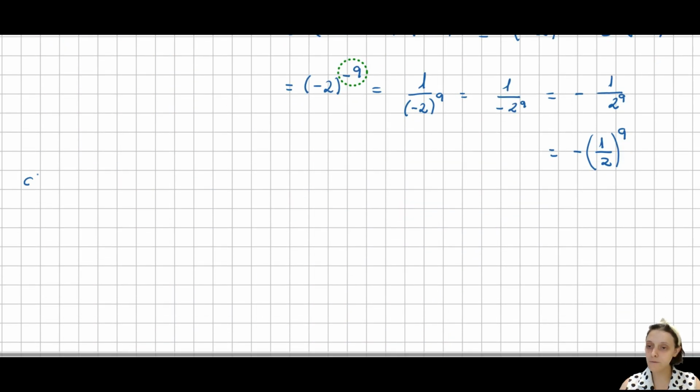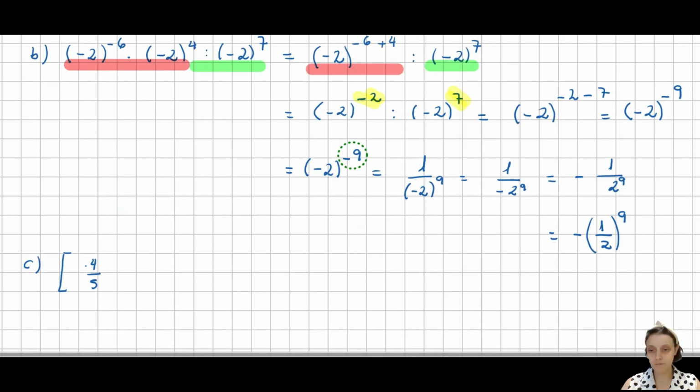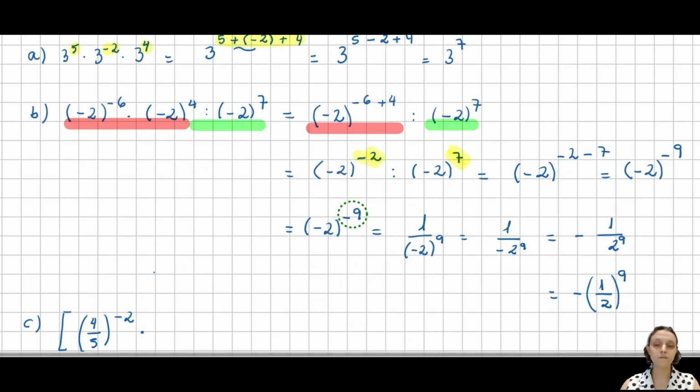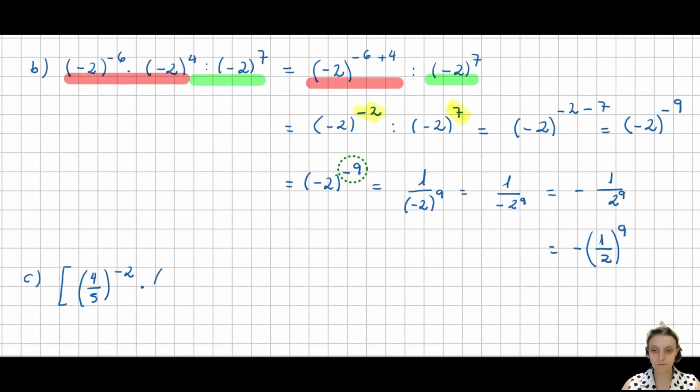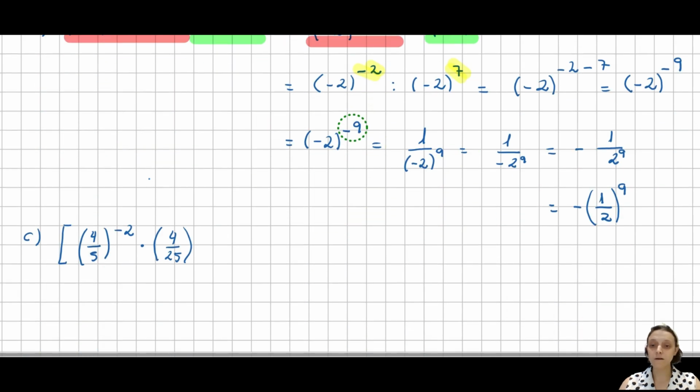Let's go here. Divided by 5. Divided by 25. Power 2, to the power of 2.